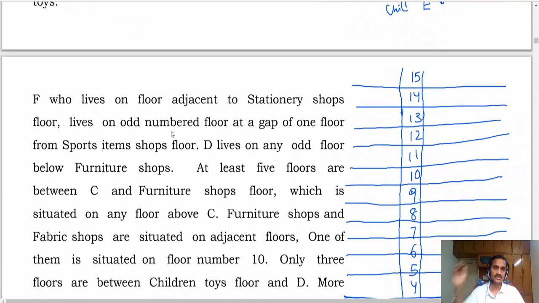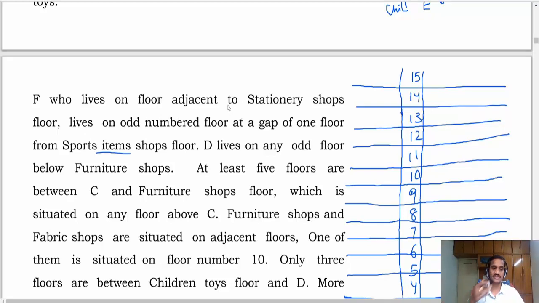F lives on a floor adjacent to stationery shop. F and stationery live on an odd number floor at a gap of 1 from the sports item shop. Okay, now stationery. Now F lives on floor adjacent to stationery. F stationery ki unto, at the same time 1 floor between sports item. F adjacent to stationery in any order, and at the same time 1 floor to what?